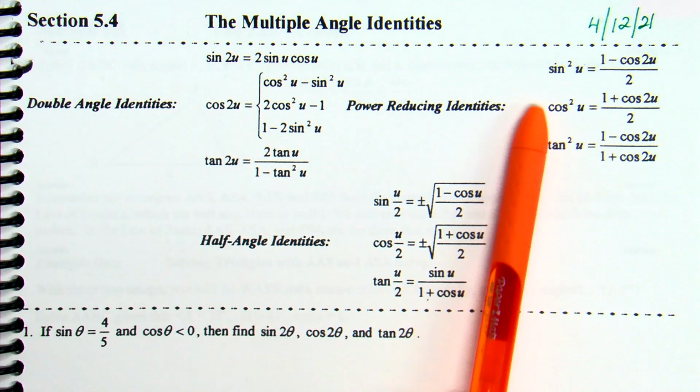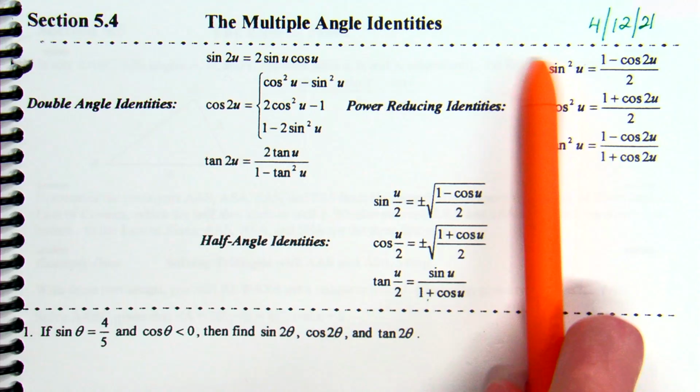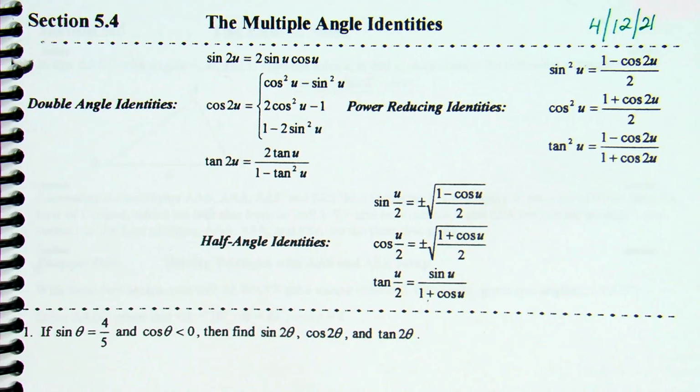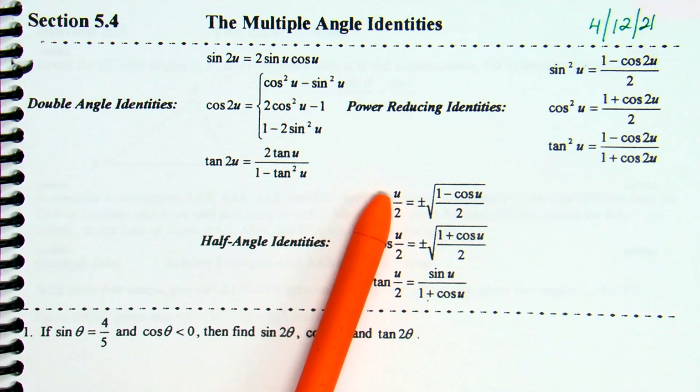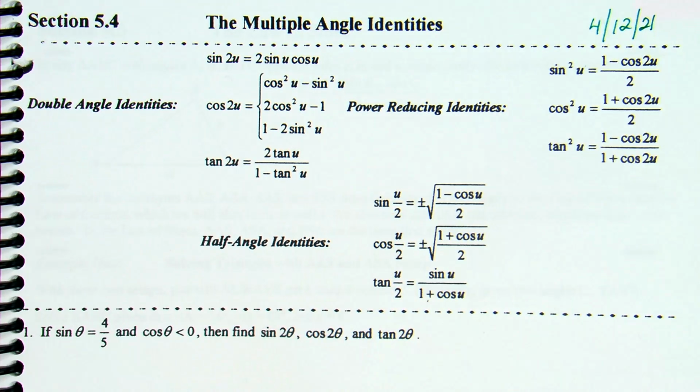We also have power reducing identities. Notice it's for the squareds, so when you have sine squared, cosine squared, tangent squared. The idea is you're trying to get rid of a squared, so it no longer has sine squared, it just has a regular trig function. And then we also have half angle identities. Half angle identities help us out when the variable is divided by 2: sine of u over 2, cosine of u over 2, and tangent of u over 2.